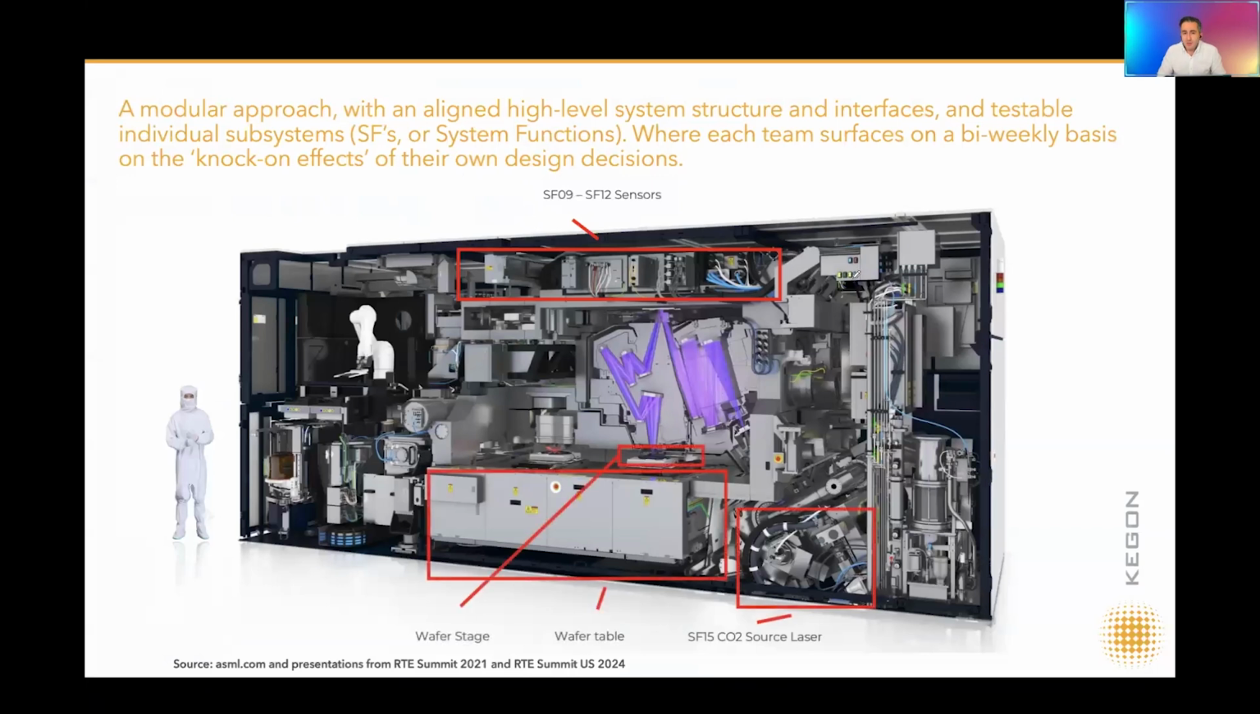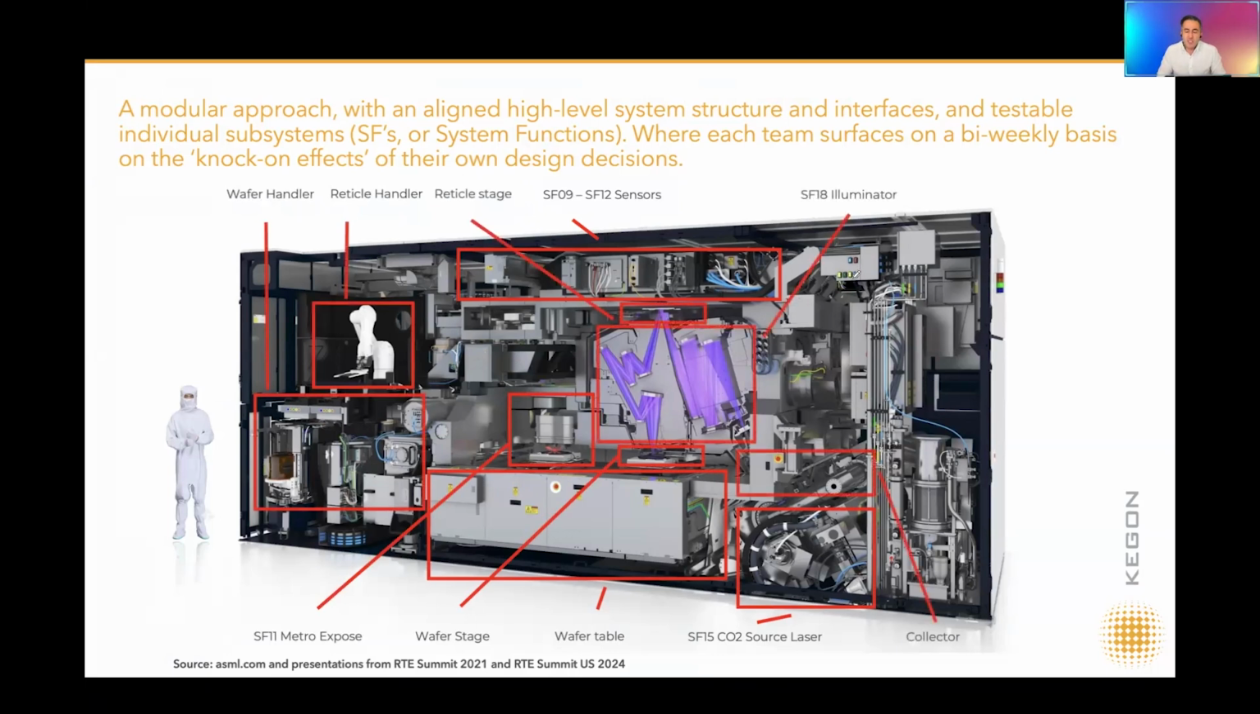And there are many system functions in that large machine. The machine itself is huge and extremely complex. It generates extreme ultraviolet light using pulsing lasers that do that 50,000 times per second. And then with extreme ultraviolet light, they print essentially integrated circuits on silicon wafers.